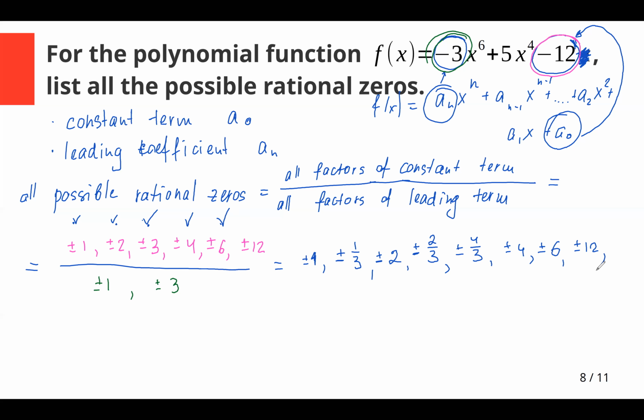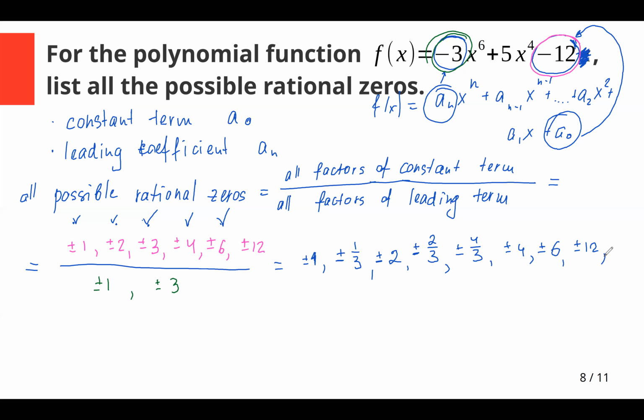This is it. So I have 1, 2, 3, 4, 5, 6, 7, 8 multiplied by 2, 16 possible rational zeros, right? And I'm multiplying by 2 because it could be positive or negative, right? That will be it. That will be the answer for this question.